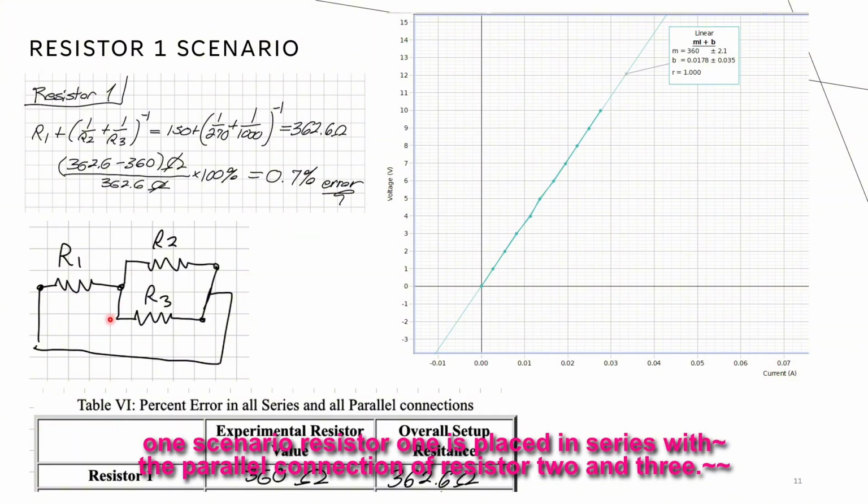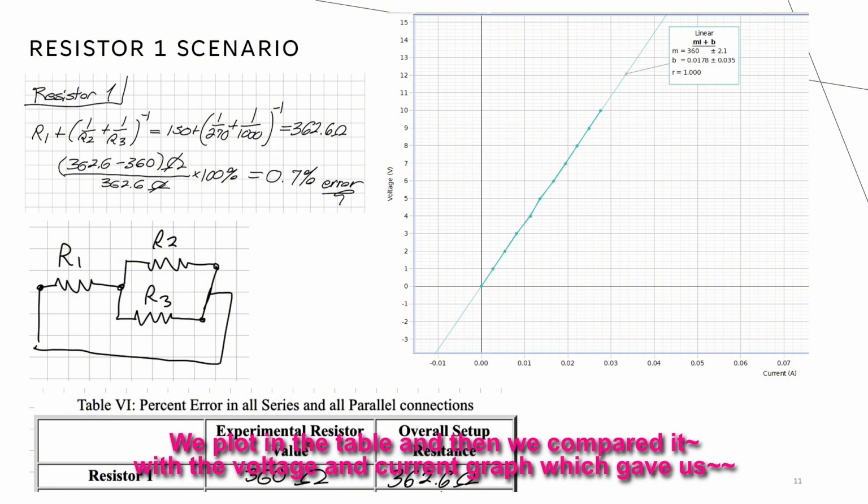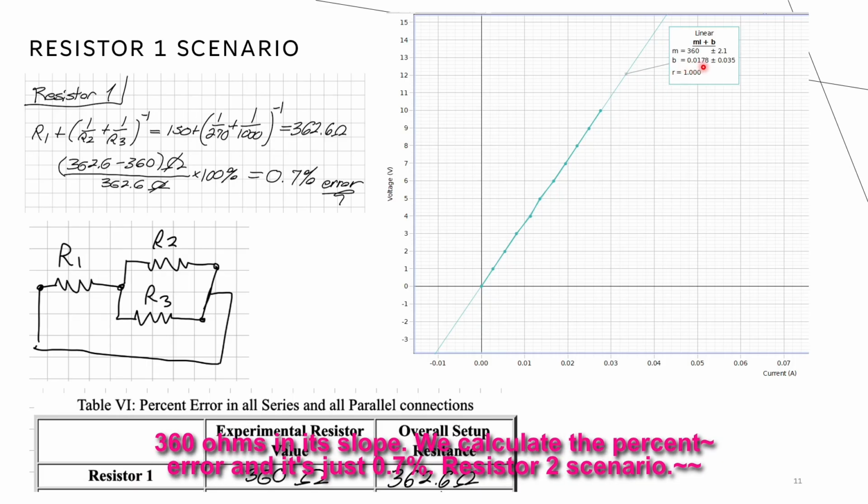We obtained that the theoretical value of this is 362.6 ohms, as observed in this calculation. We plotted the table, and then we compared it with the voltage and current graph, which gave us 360 ohms in its slope. We calculated the percent error, and it's just 0.7%.